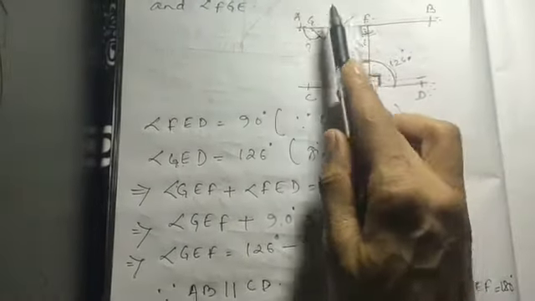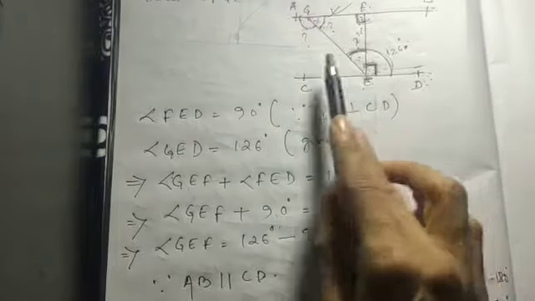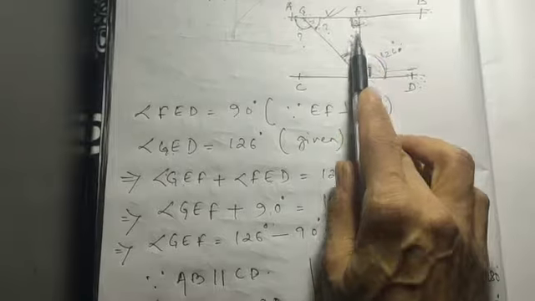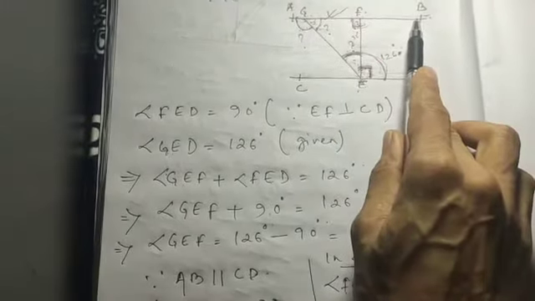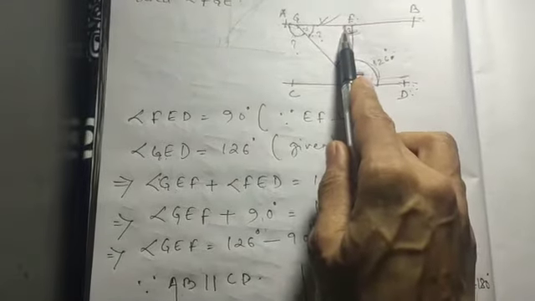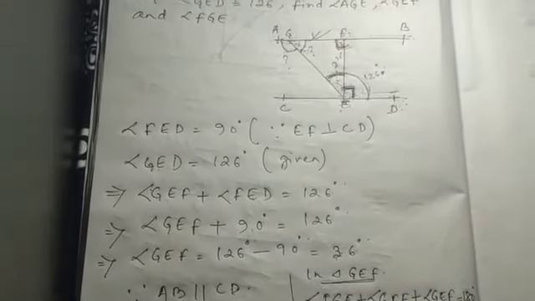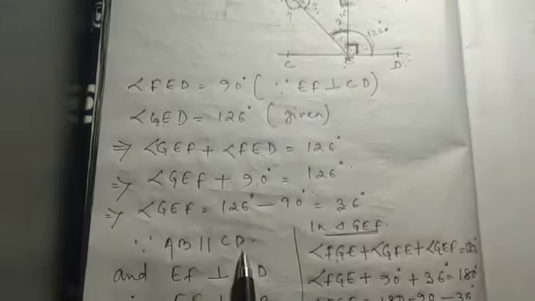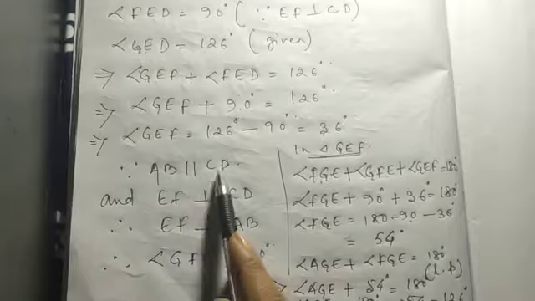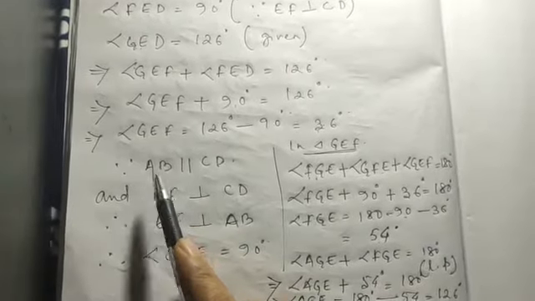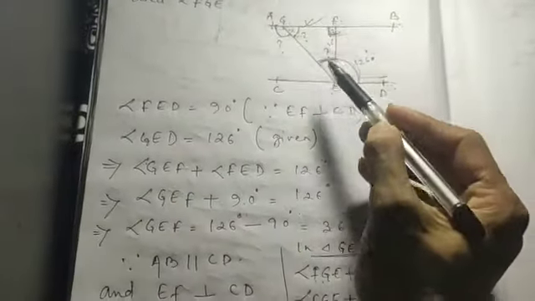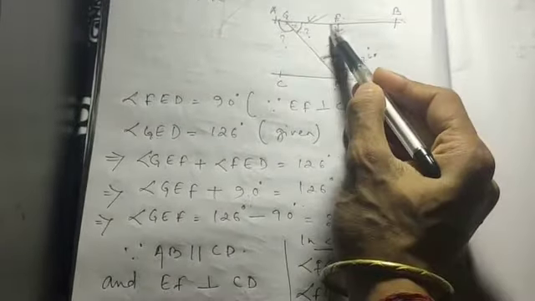AB is parallel to CD, and they said that this EF is perpendicular on CD. That means this EF is perpendicular on AB also. Okay. Now, if EF is perpendicular on AB, that means this is also 90 degrees, right? So since AB is parallel to CD and EF is perpendicular on CD, therefore EF will be perpendicular on AB also. So EF perpendicular on AB, therefore angle GFE, this angle, is also 90.